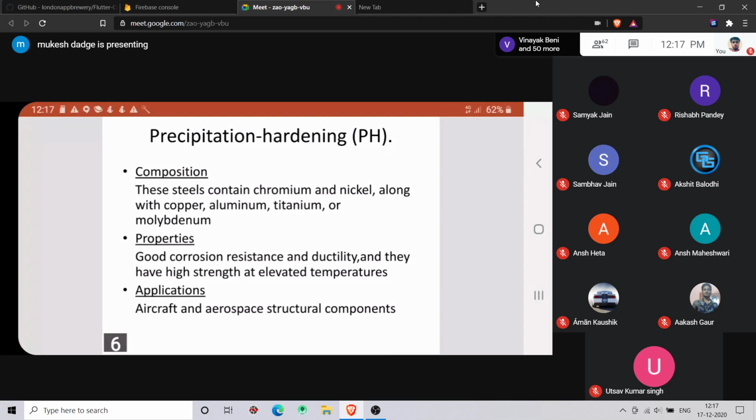In detail it is there in second year also. The same topic is there in the second year also. Stainless steel. Right. So properties are good corrosion resistance, ductility, and they have high strength at elevated temperatures. Applications are aircraft and aerospace structural components. So you can have a higher strength at elevated temperatures, so you can go for the precipitation hardened stainless steel for aircraft and aerospace structural components.